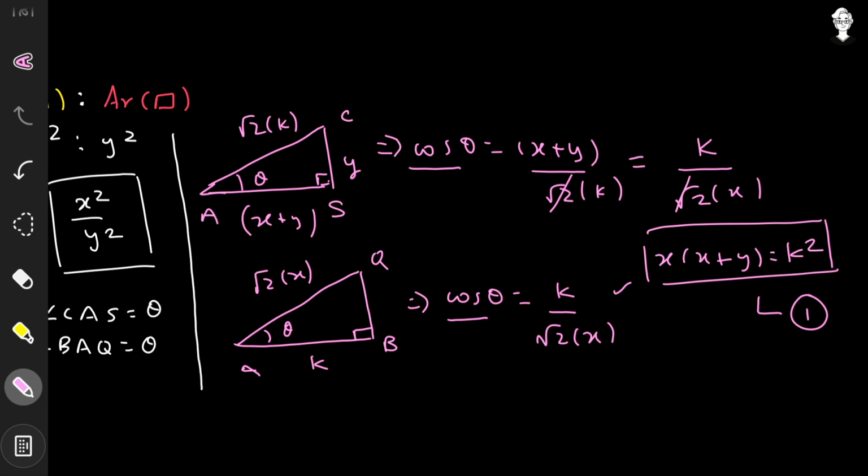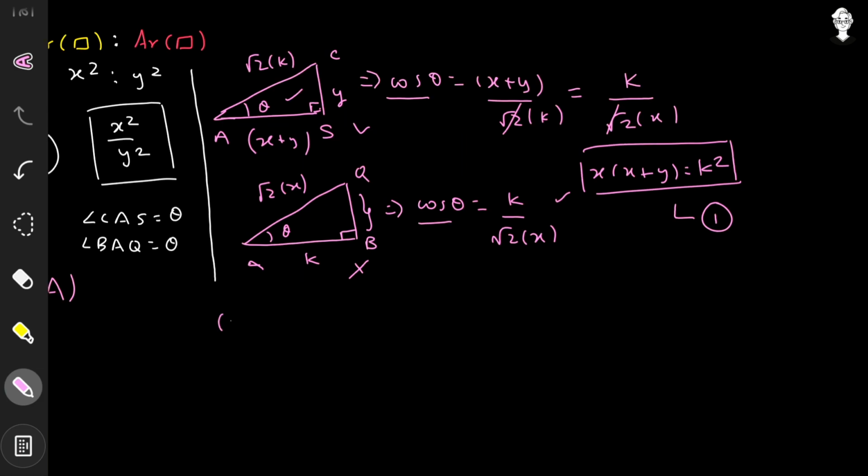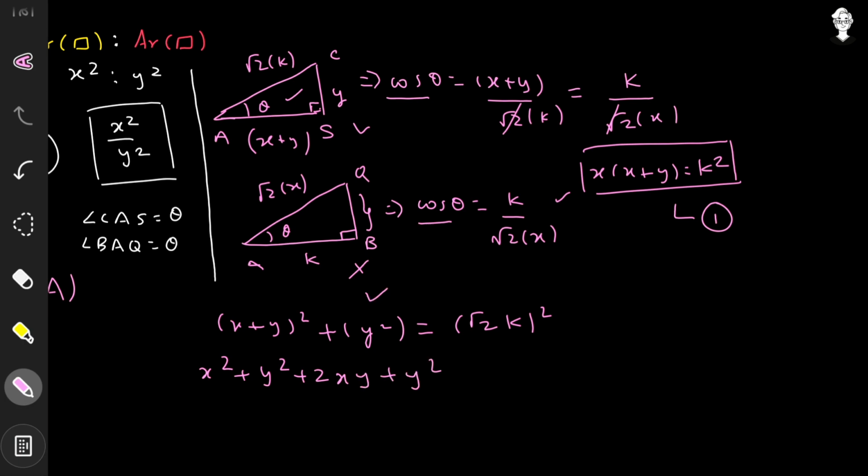Now let us utilize it by applying the Pythagoras theorem in this particular triangle. Why not in this triangle? Because this side is missing, and in this triangle all the three sides are available, so we can simply apply the Pythagoras theorem. So as per the Pythagoras theorem, the base square, so x plus y the whole square, plus the side square, that is y square, is going to be hypotenuse square, that is square root of 2 times k the whole square. Now let us open the brackets in the left hand side. So x plus y the whole square will turn out to be x square plus y square plus 2xy, plus y square as it is, that is this y square, and this thing is going to be 2k square.